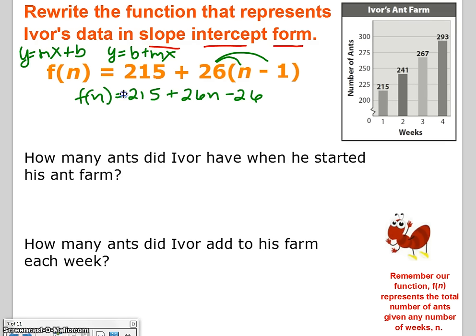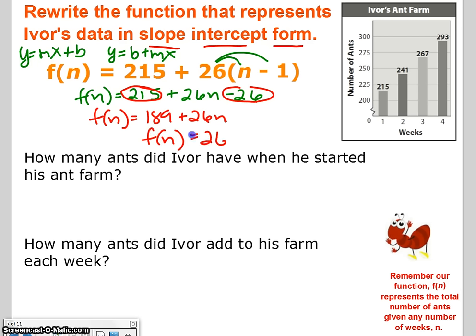So now I see I have some like terms of 215 and a negative 26. So when I combine 215 and a negative 26, I get f of n equals a positive 189 plus 26n. Is that written in slope-intercept form now? Yes, I have an mx. My x has been represented as the n, plus my 189. Can I rewrite this to where my mx is first? Absolutely. F of n equals 26n plus 189. These two, written in red, mean the same thing.